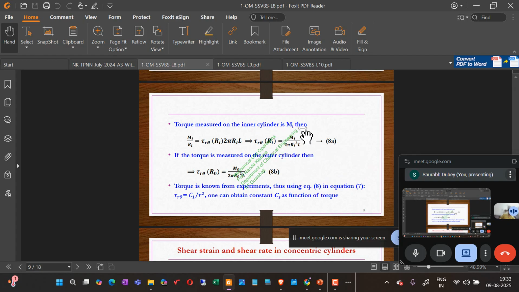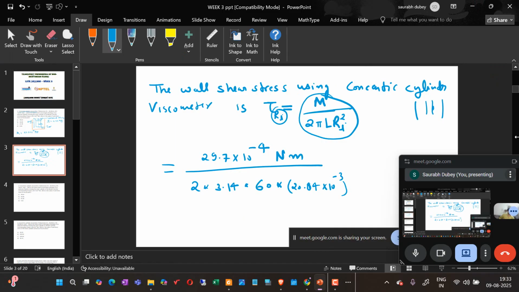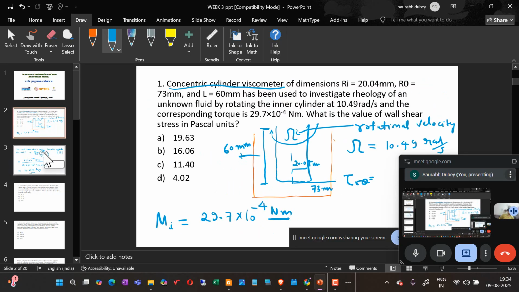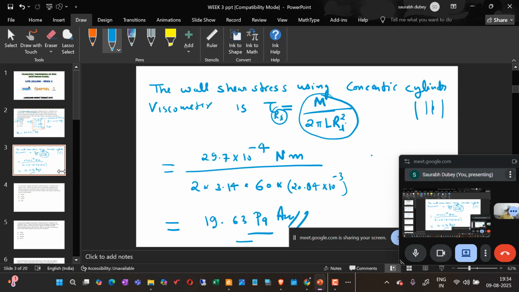In the inner cylinder you are actually measuring the torque, which is this tau r theta. If you solve this particular calculation, you are going to get 19.63 Pascal. You can use your calculator, because calculators will be allowed in the exam. So 19.63 Pascal is the answer that you are going for, right? 19.63 is option A. So option A is the correct answer.